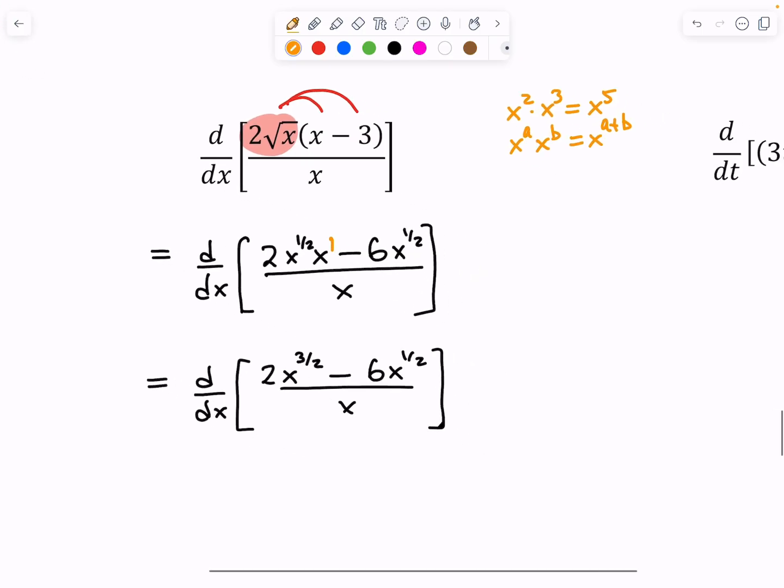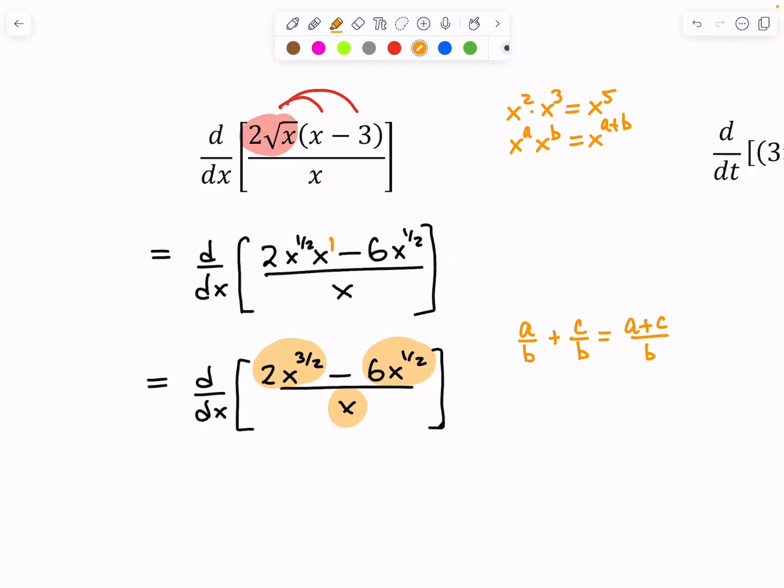Now we're going to use another rule. If ever you have a divided by b plus c divided by b, if they have the same denominator, you can combine the numerators and keep that same denominator. We'll use this rule backwards. This x can be divided under this term and then under this term separately. You can split a denominator.